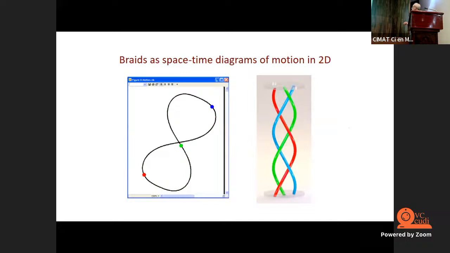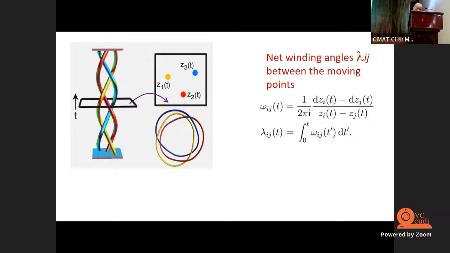We can think of braids as space-time diagrams of motion in 2D. So if these three points were to move around that figure eight and take their space-time diagram, time is upwards, you'll get a pigtail braid. And one thing it's useful, I think, to do is put those three points in the complex plane, and we can figure out the net winding angles between the moving points according to these formulas. So the real part of the logarithm of this would give you the winding number between one side and the other.